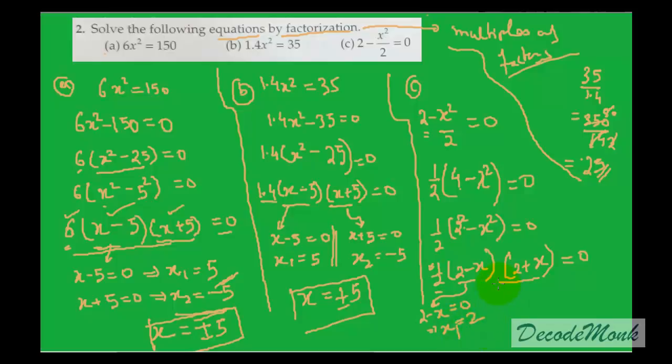Better write it as x1. And the second solution is 2 plus x equal to 0. This will give you x equal to minus 2. So x equals plus minus 2. Plus 2 is one solution, minus 2 is another solution. Okay, I hope you got the solution.